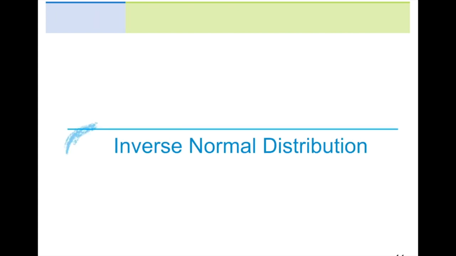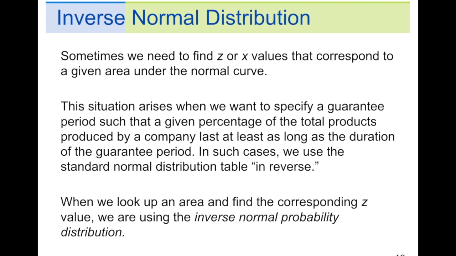Inverse normal distribution. Sometimes we need to find z or x values that correspond to a given area under the normal curve. This situation arises when we want to specify a guarantee period such that a given percentage of the total products produced by a company last at least as long as the duration of the guarantee period. In such cases, we use the standard normal distribution table in reverse. When we look up an area and find the corresponding z-value, we are using the inverse normal probability distribution.